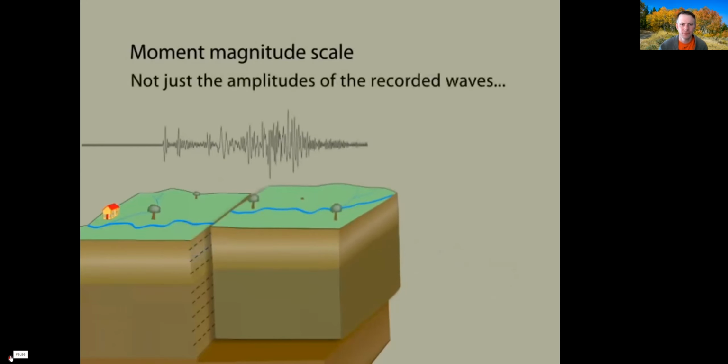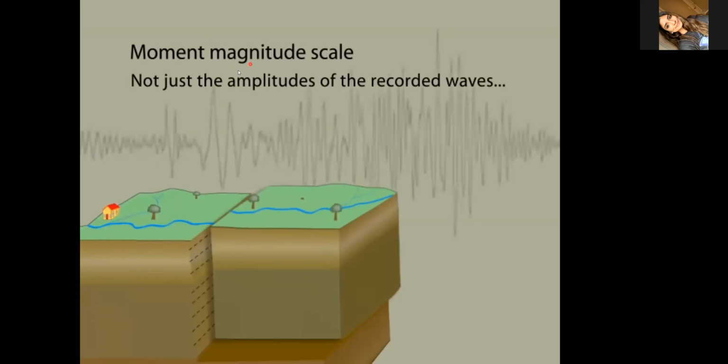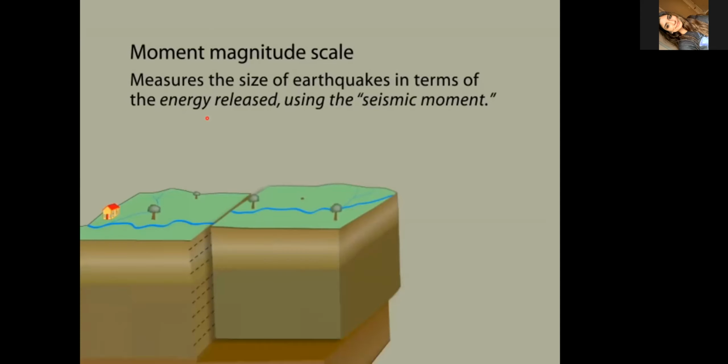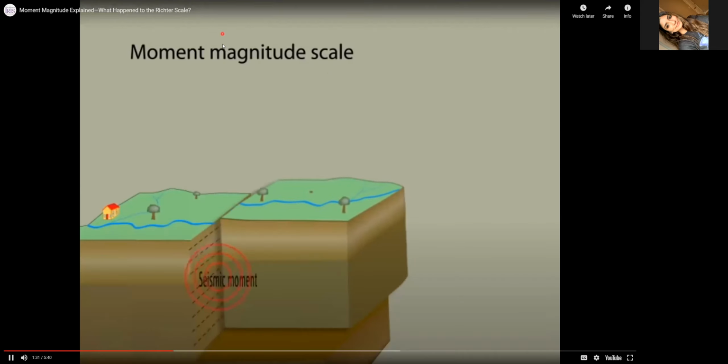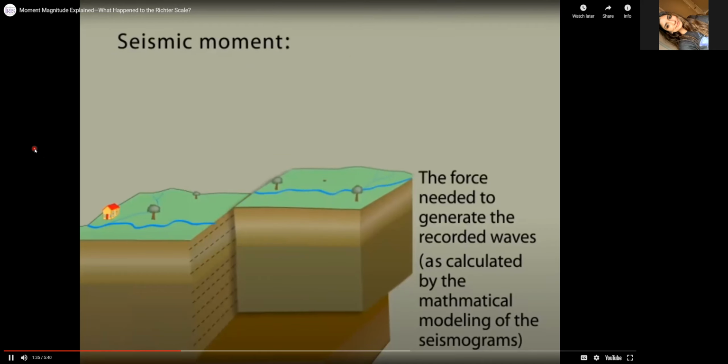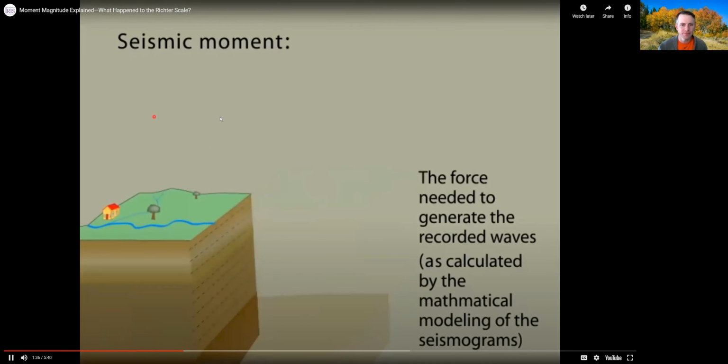Seismologists no longer look at only the amplitude of seismic waves, but instead use much more information contained in the seismogram to calculate what is called the seismic moment. The seismic moment, which defines how much force is needed to generate the recorded waves, is defined by this equation: mu times D times A. Don't stress out about this equation. You don't have to memorize it or anything, but I do want to show you how it's calculated.